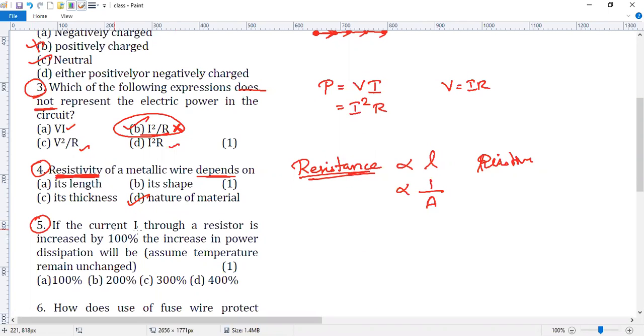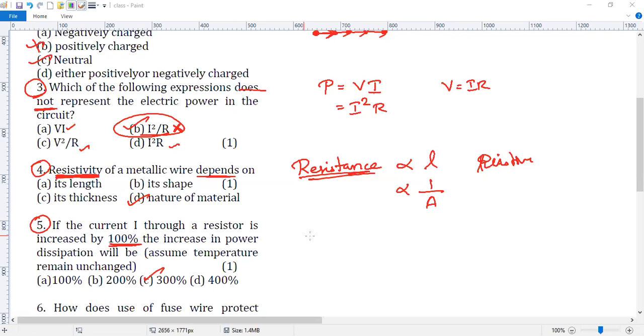If the current I through a resistor is increased by 100%, increase in power dissipation will be how much? Ma'am, 300%. Why is it 300%? Because I is directly proportional to V, so V will also increase by 100%. So when you do the calculations, you'll get 300. Good. So what sort of calculations should we do here?